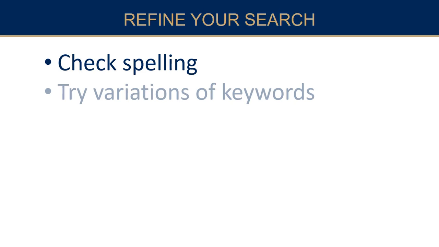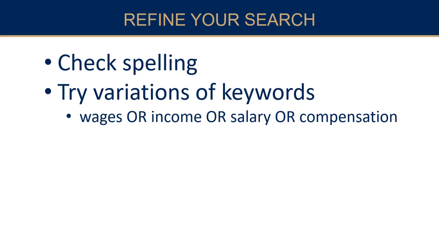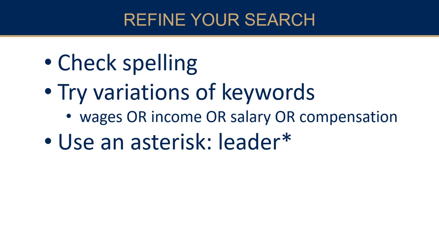Second, try multiple variations of search terms. Substitute a word with approximately the same meaning for one of the search terms. For example, all of the following terms have approximately the same meaning: wages, income, salary, compensation. The key to database searching is trying out different variations and combinations of search terms, so don't be afraid to experiment. Additionally, add an asterisk to a base word to search simultaneously for different forms of the word.